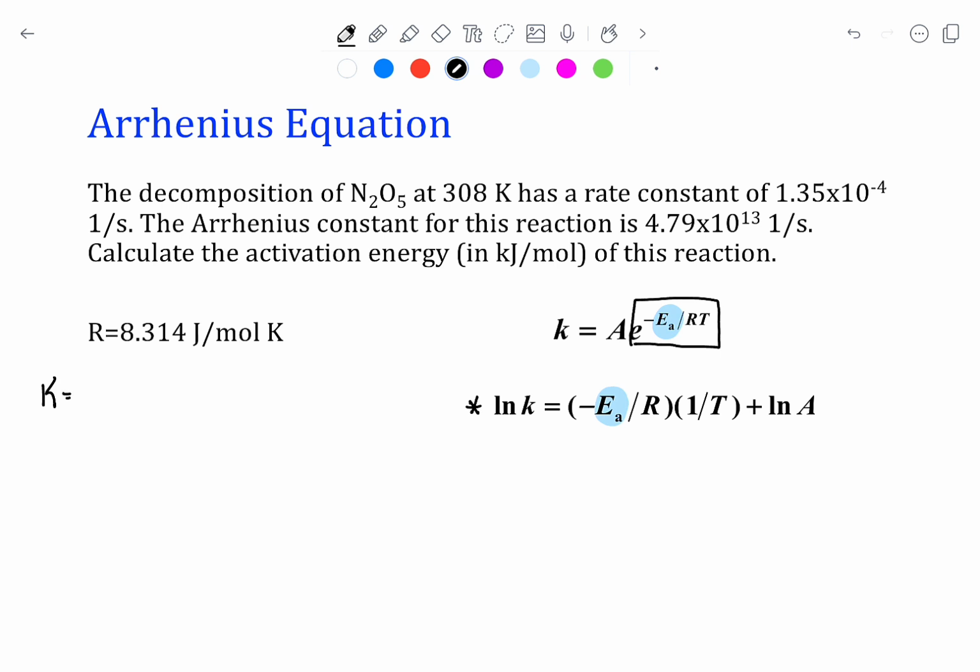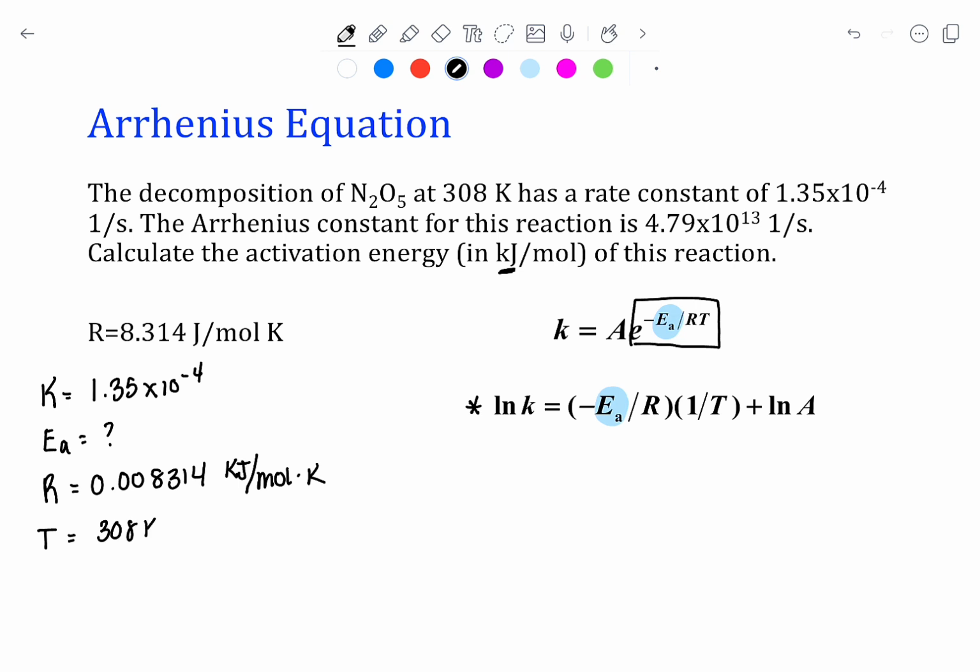So let's define our variables. We have k, the rate constant, given as 1.35 times 10 to the minus 4. EA is what we're looking for. R is our gas constant, which is 8.314 joules per mole Kelvin, but since we're looking for this in kilojoules, let's rewrite it as 0.008314 kilojoules per mole Kelvin. I just divided that by 1,000 to cancel out joules and get to kilojoules. Then we have T, which is equal to 308 Kelvin.